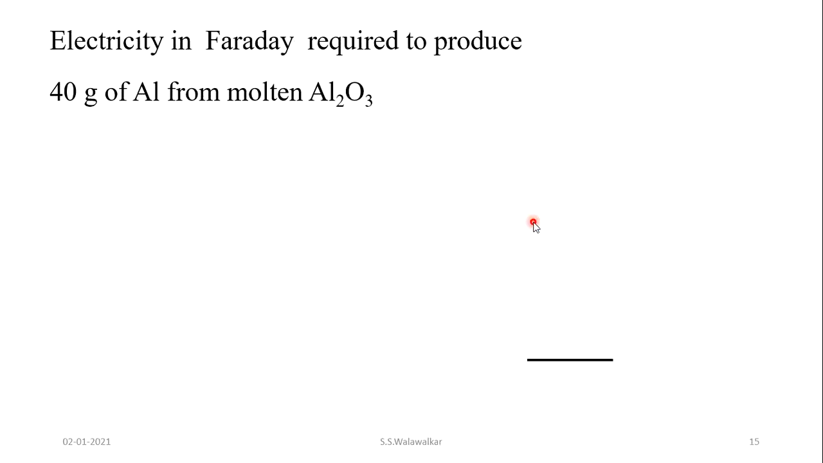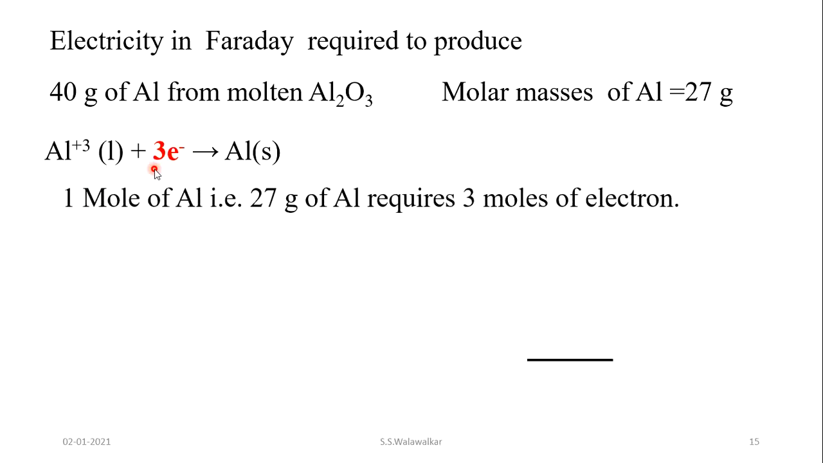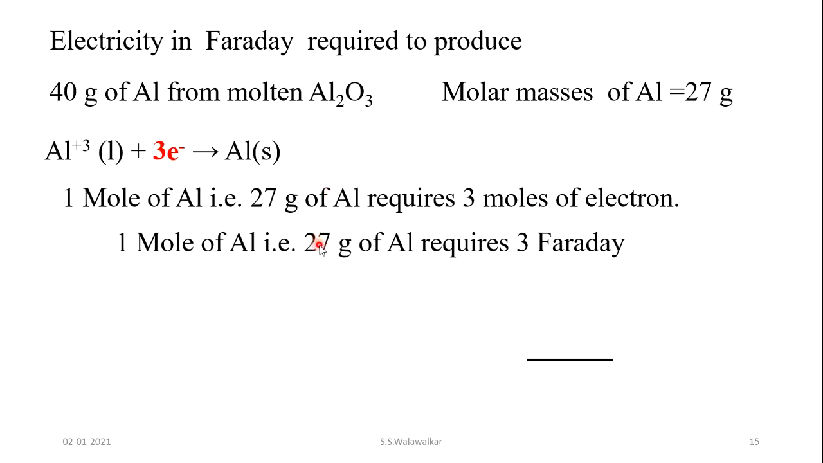Then see here, 40 grams of aluminium from molten aluminium oxide, to deposit this much, we have to calculate how much electricity is required in Faraday. So molar mass of aluminium is 27 gram. Half cell reaction, aluminium 3+ accepts 3 electrons and gives you 1 aluminium. So to deposit 27 gram of aluminium, 3 moles of electrons are required. So 1 mole of aluminium, that is 27 gram of aluminium, requires 3 moles of electrons. That means 1 mole of aluminium requires how many Faraday?